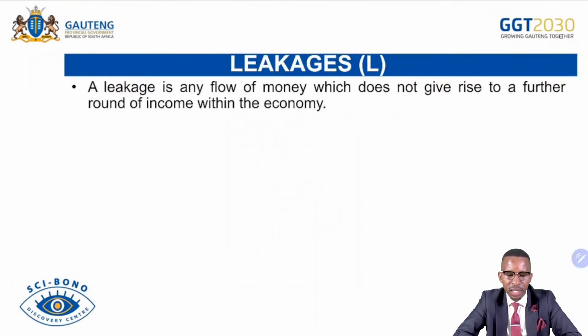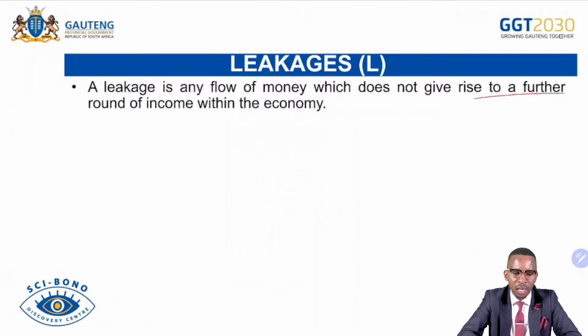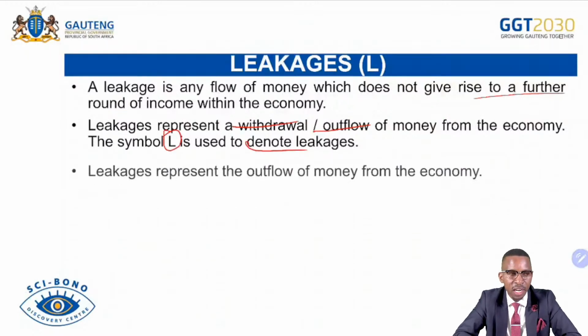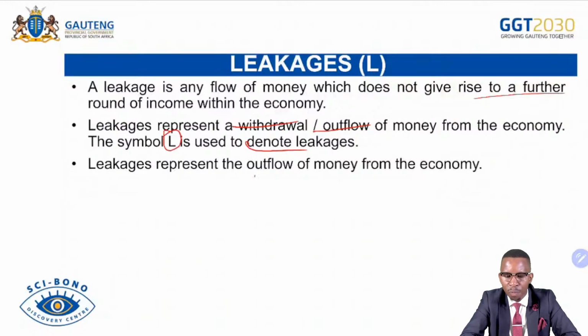And then leakage is any flow of money which does not give rise to a further round of income within the economy. Leakages represent the withdrawal or the outflow of money from the economy. The symbol L denotes leakages. We say L equals leakages, as we explained. Leakages represent the outflow of money from the economy.